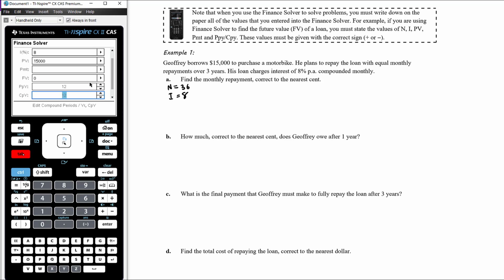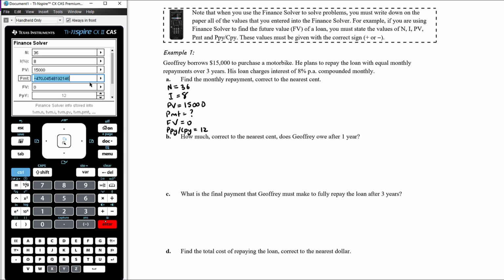Okay, so let's just write down what we've got. Our present value is 15,000. Our payment is the unknown. Our future value is 0. And payments per year and compounds per year is 12. Okay, and then we can tab back to our payment cell and press enter.